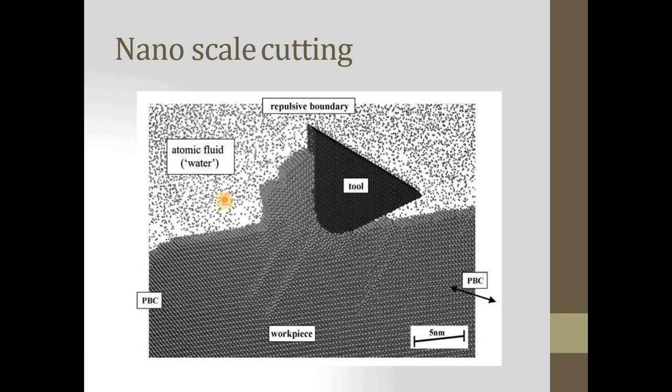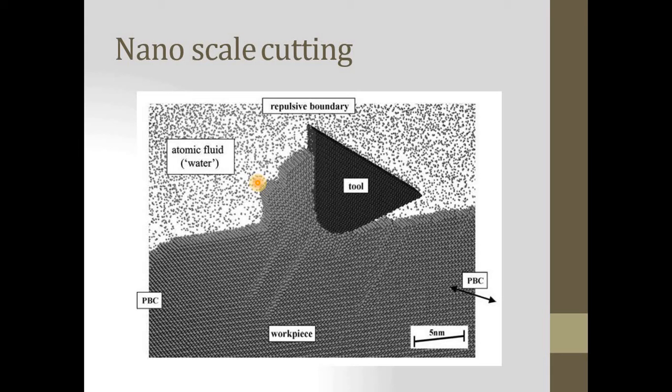This is the repulsive boundary. This is atomic fluid, or generally called water. The cutting process right before state A was characterized by a growth of the pre-deformation area in the cutting direction. Without any increase in the chip length, the pre-deformation area decreased while the chip grows in size.